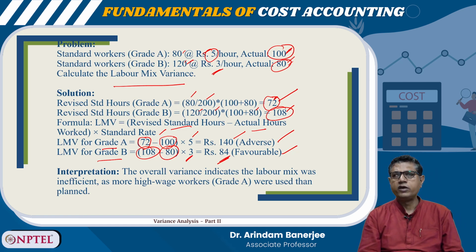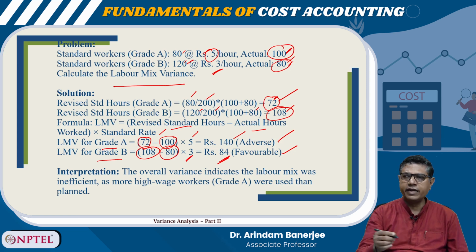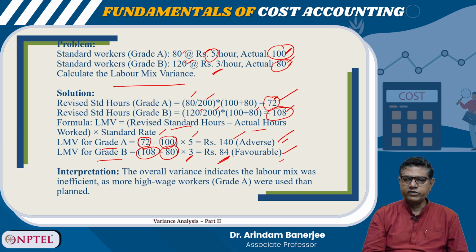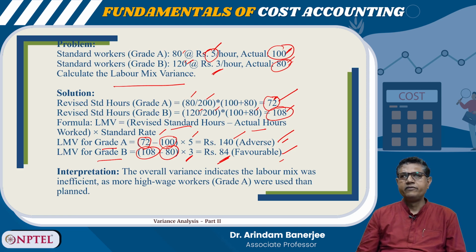What is the interpretation? The overall variance indicates the labor mix was inefficient as more high-wage workers were used than planned. So, overall you see for grade B it is favorable, for grade A it is unfavorable, because the grade A workers are high cost, right? They charge 5 rupees per hour in comparison to 3 rupees per hour for grade B workers, right? So, the labor mix seems inefficient in this case, and inefficient means it may increase the cost of production. Okay, fine.